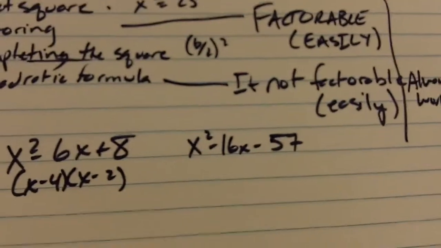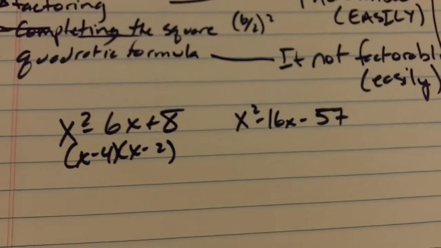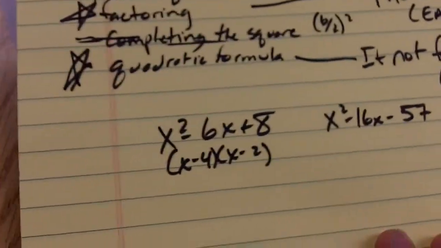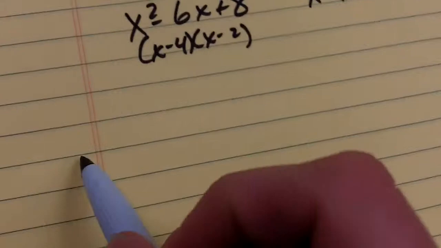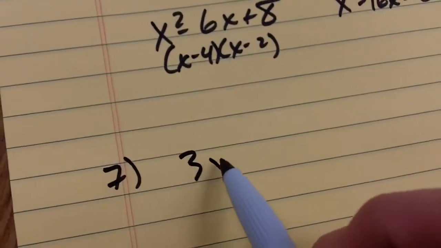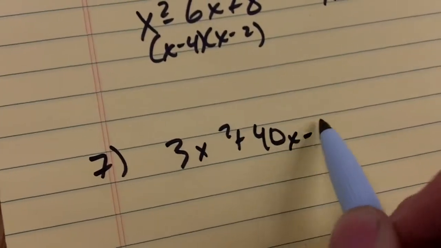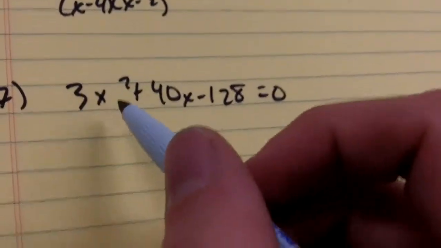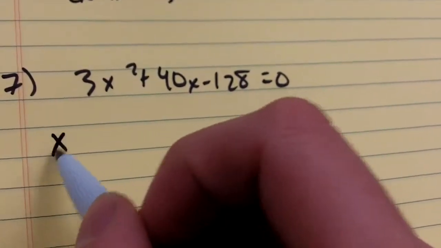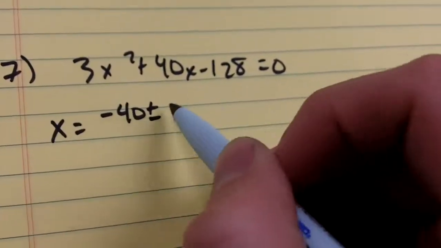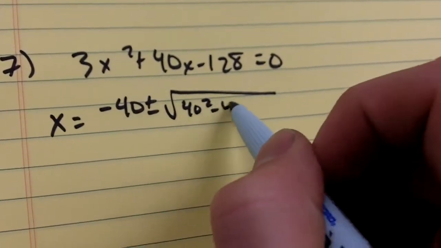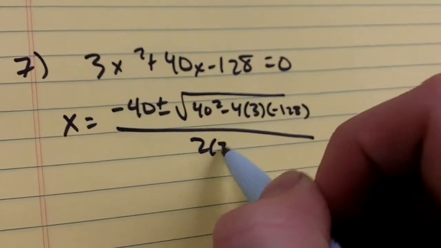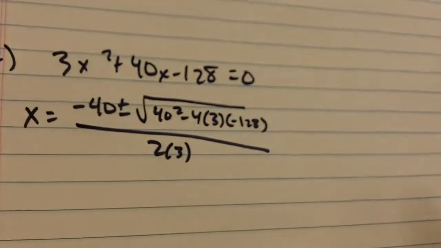Okay, you had a couple problems on your homework. It's just doing the quadratic formula. I'll do a couple of these, but I don't want to get too crazy because I do want you to try some of these on your own. Here's 7. 3x squared plus 40x minus 128 equals 0. In fact, I'm just going to get these set up for you because you should be able to do everything after the setup. Put it into the quadratic formula. x equals negative b plus or minus the square root of b squared minus 4 times a times c, all over 2 times a. And you can go from there.